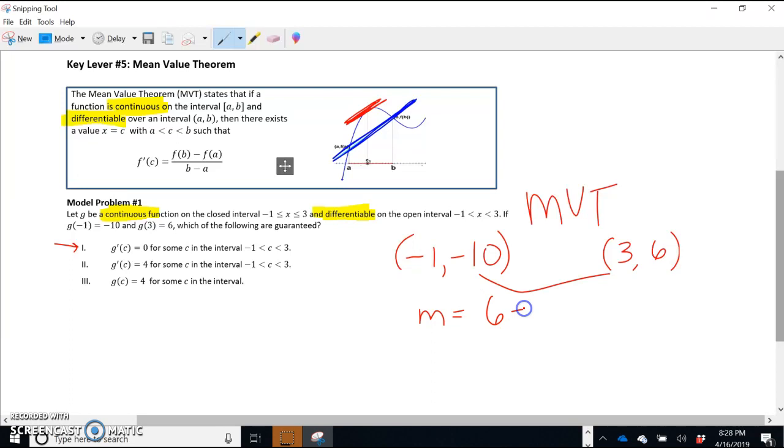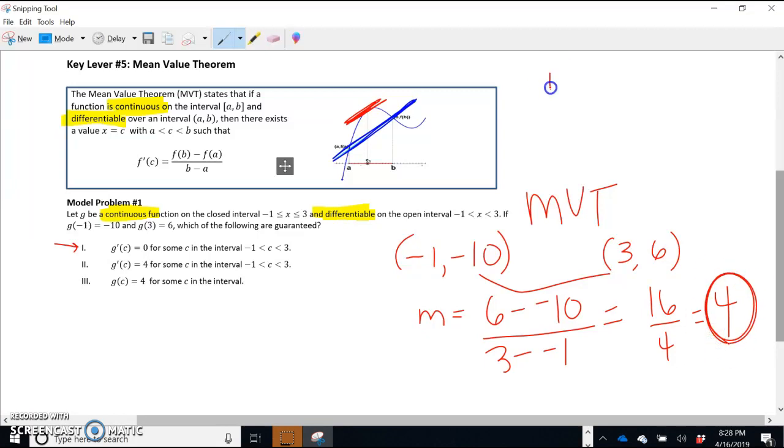My change in y over my change in x. And up top I think I get 16, and down low I get 4. When I divide that out, I see that the slope between my endpoints is actually equal to 4. So what the MVT states is that this slope of 4 is going to have to equal the derivative at some point where c is in between -1 and 3. Those are the two x values that were given with these 2 points.